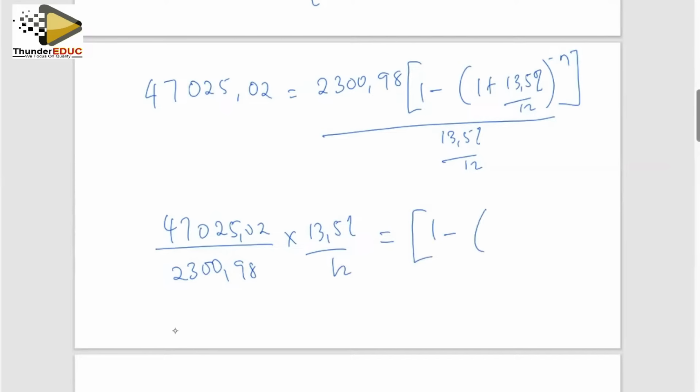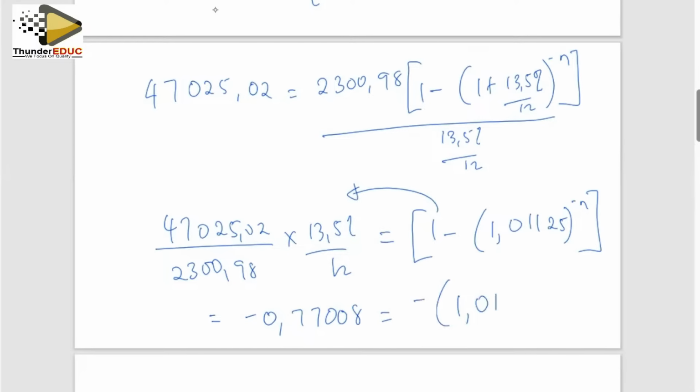And I simplify that, getting 1,01125 with the exponent of negative n. Simplifying this whole thing is giving me, it's not that. I'm getting an answer because I need to move this one that side, subtract it. It is going to give me negative 0.77008 is equal to negative 1,01125 to the negative n.